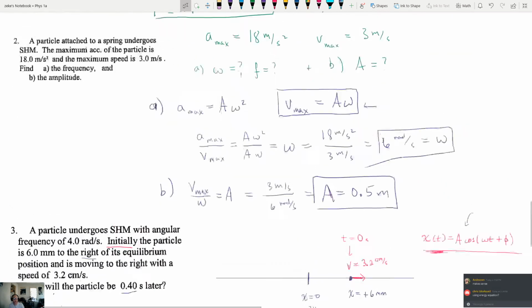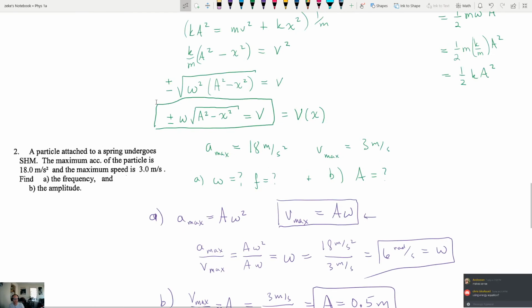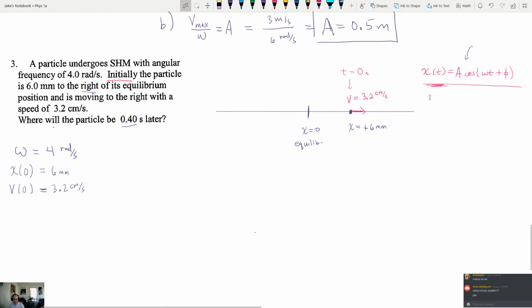Use the energy equation. Okay, let's see if we can do that. Use this one. Okay, let's pop that one down here and see if it's going to be useful to us. Seems reasonable to me.